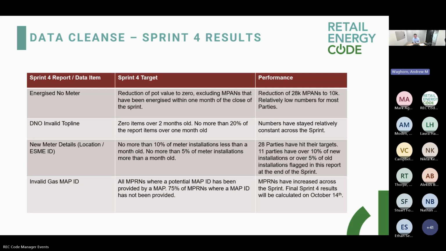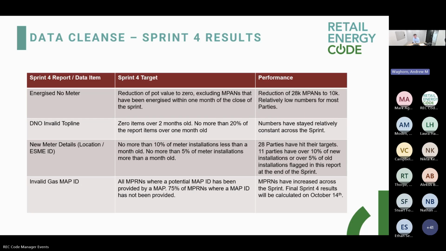So good progress, and thanks to all those who've worked hard on that and indeed all the other reports as well. DNO invalid top line. We had again a time-based target there. Overall numbers have not moved down massively, although again there has been some in and out churn, with it being a time-based target. Obviously that does affect that.